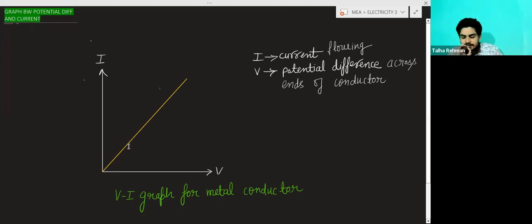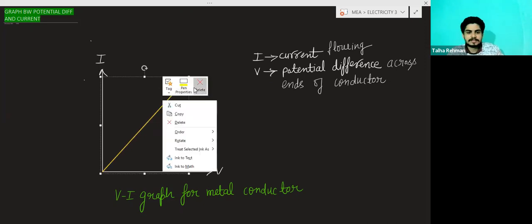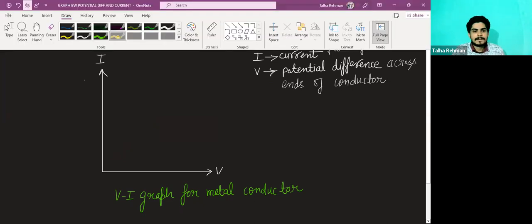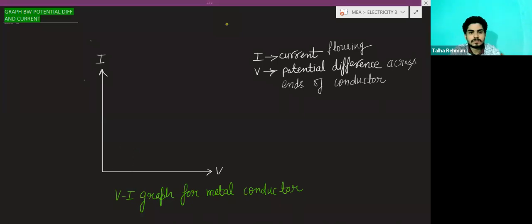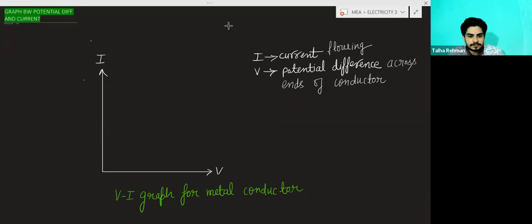Now there is one term known as the slope of the graph. The meaning of the slope is the amount of tilt in the graph. Suppose this is a graph. This means less slope. This means more slope. Less slope, more slope.